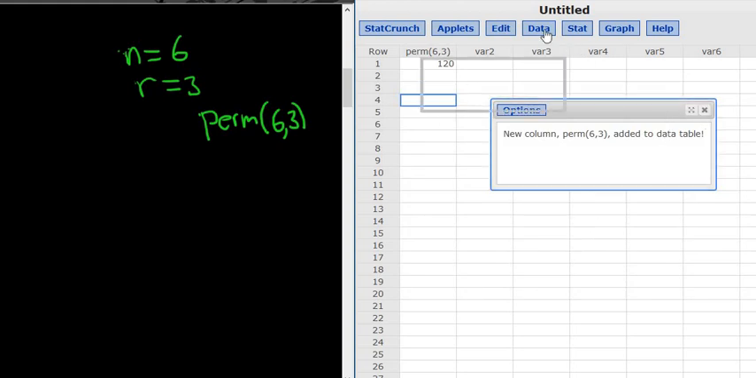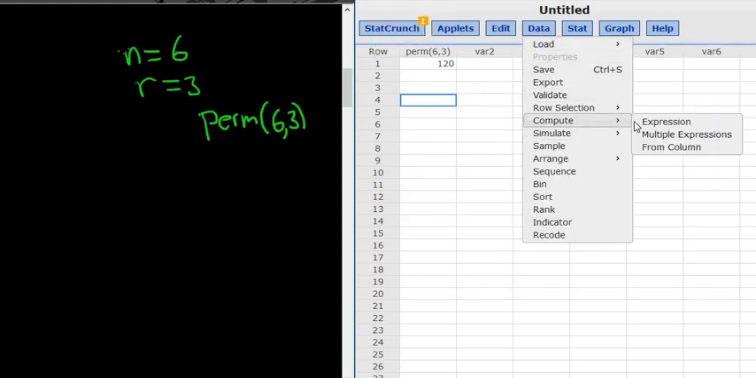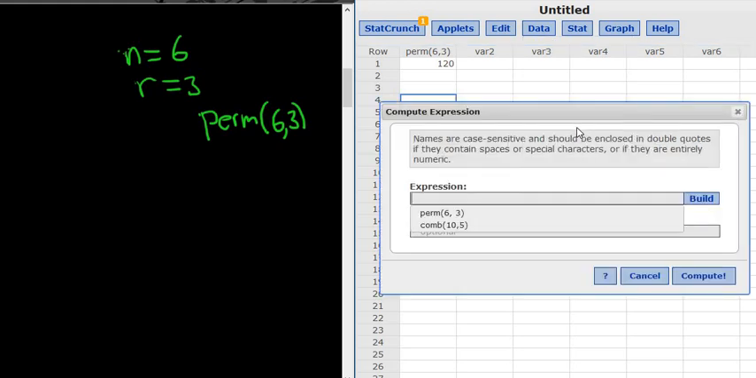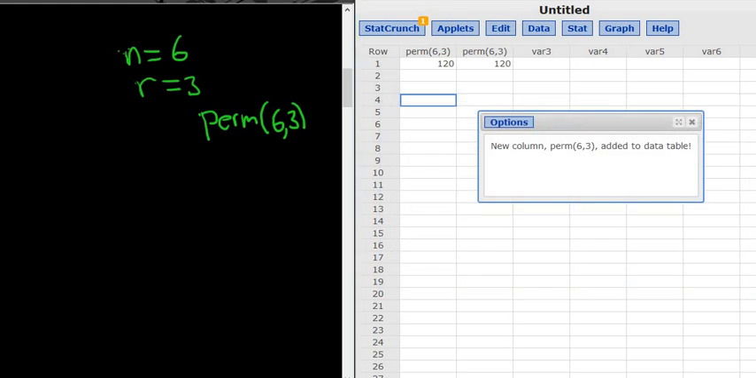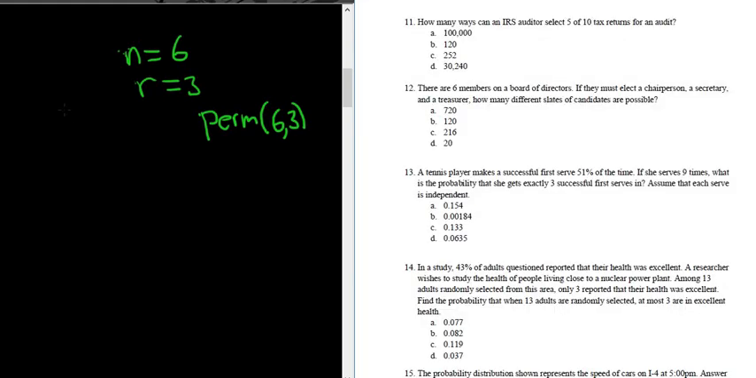Let me do that again. It's Data, Compute, Expression. Type in perm, P-E-R-M, and then 6,3, piece of cake, that's it, 120. So the answer is 120, so it's choice B.